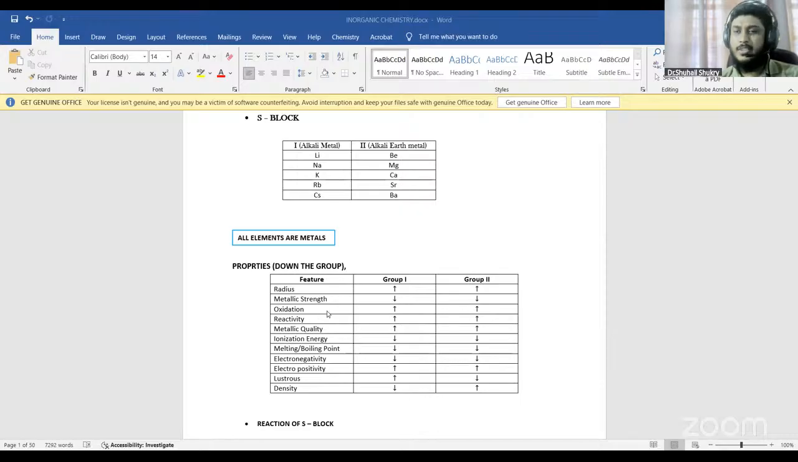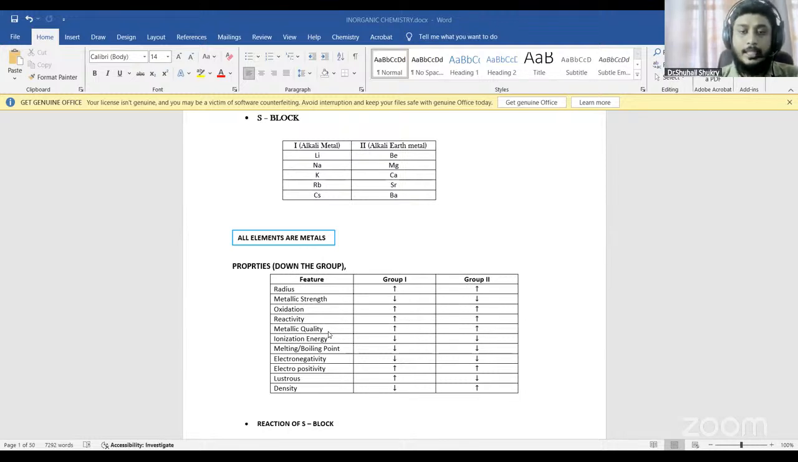Oxidation means the ability to release electrons. When the size becomes large, they can easily release electrons because they are away from the nucleus. Then the next one is reactivity. If they can easily release electrons, their reactivity increases.